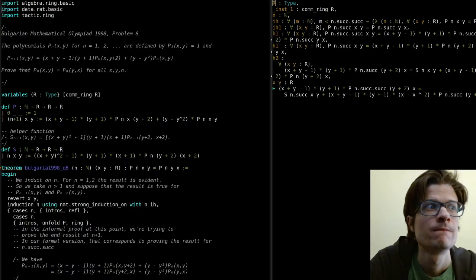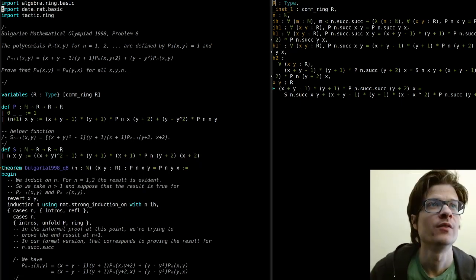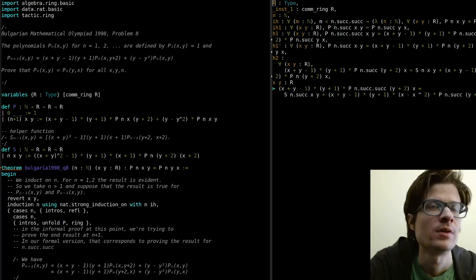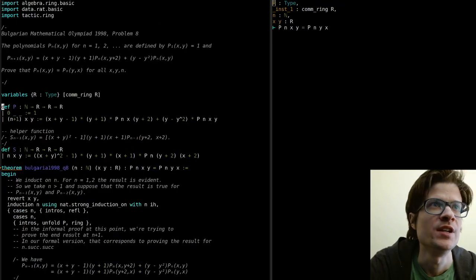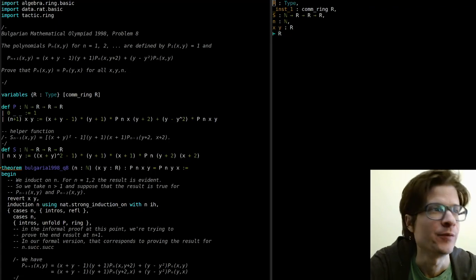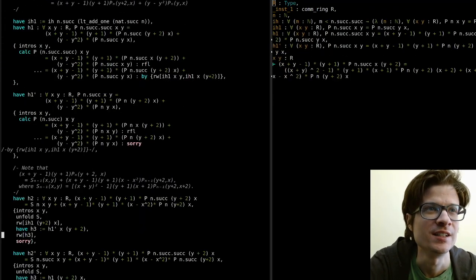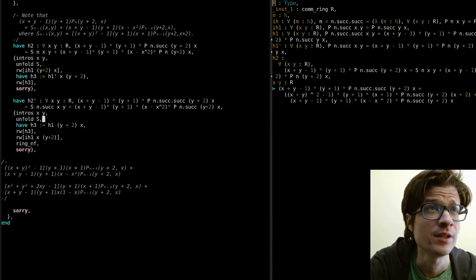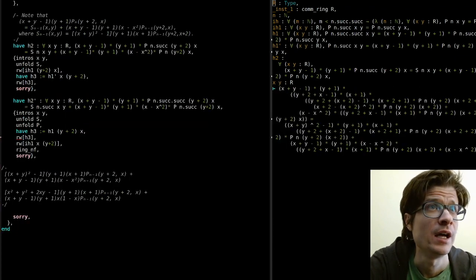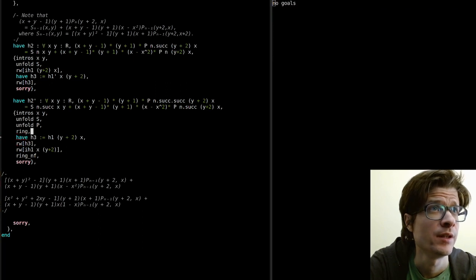Hello. So I think I found the problem from last night. I think it had to do with, remember I had an error in the definition of S. I think I didn't have one of these plus 2s over here. But after I fixed it, I didn't actually try doing the obvious thing down here when I plugged it in. So I think I just need to unfold S, unfold P, and then ring just works. I think that's true. Yeah, great.